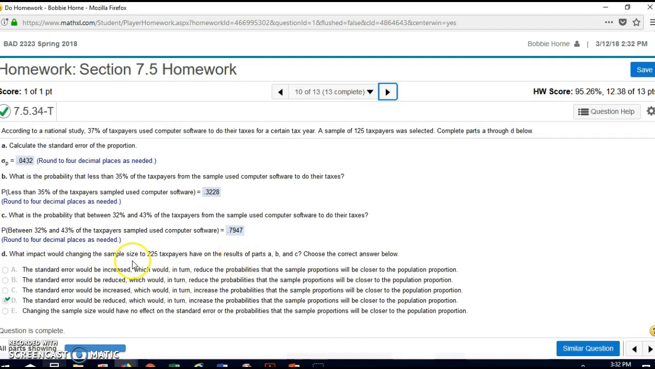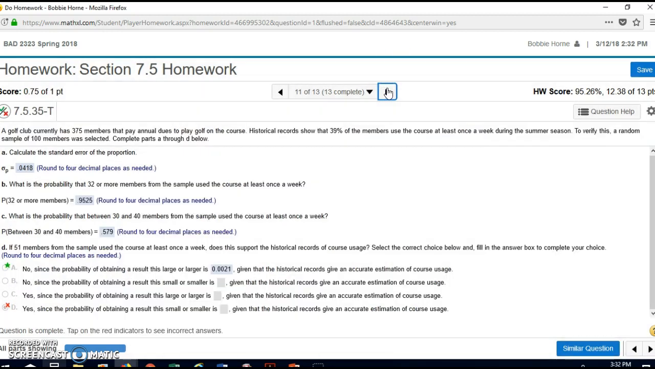Question 10. The standard error would be reduced. That's still the same type of question. Question number 11 is the one, okay, here I accidentally marked the wrong one, but if 51 members use a course at least once a week, you would do 51 out of the 100 sample, and that would be 0.51.